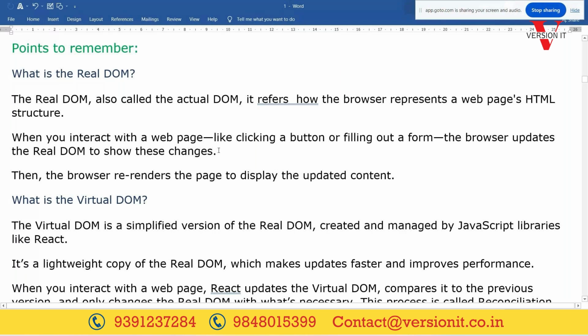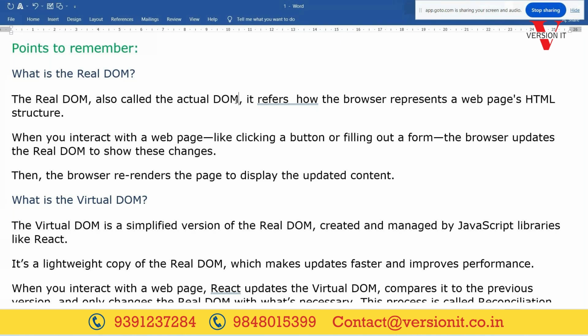So you all know that in React DOM, everything will be divided into a tree-like structure in the form of nodes. So what is happening here? See, real DOM we can call an actual DOM. It refers to how the browser represents a web page's HTML structure. You all know the HTML structure. The DOM takes it as it is, but divides it in the form of a tree-like structure. Every component is divided into a tree-like structure by the DOM.